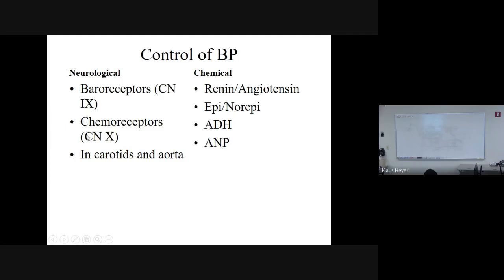Notice on this side I have CNX, that's your 10th cranial nerve, and then this one, CNIX, that's your 9th cranial nerve, glossopharyngeal. Most of the time, everything's going to be the 10th cranial nerve, the biggest nerve. So you have neurological control of blood pressure and you have chemical control of blood pressure.